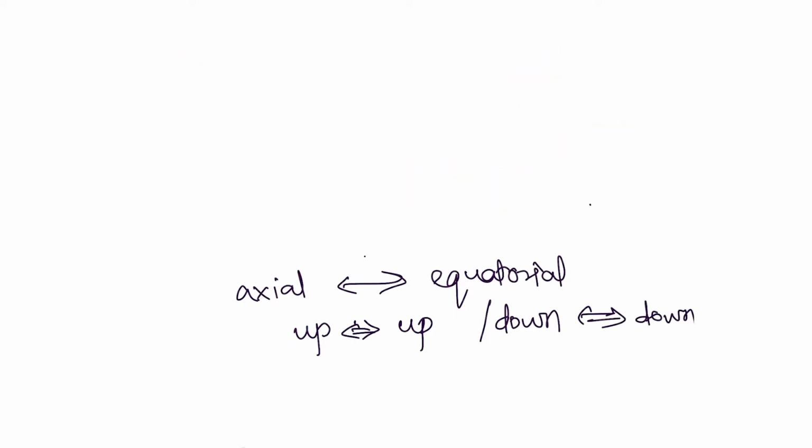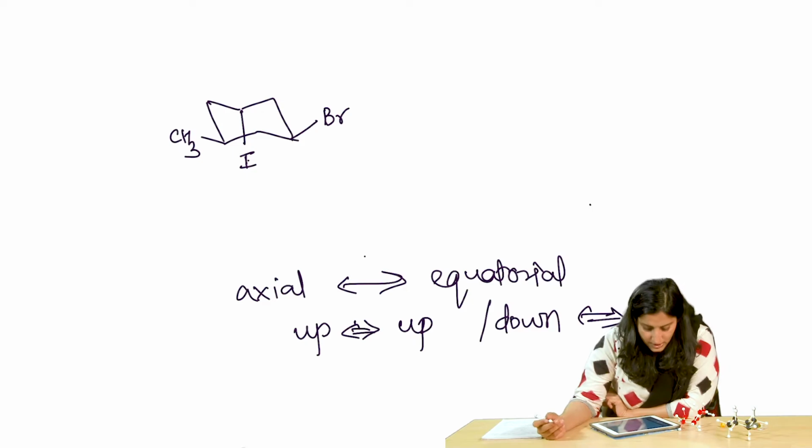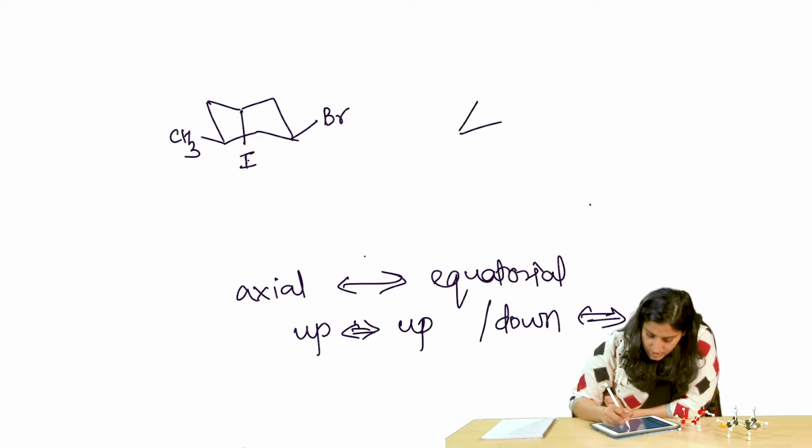So, let us do one more example. I am going to draw a chair. On this chair, I am going to draw the following groups. So, this is the chair that I have, and if I want to draw its chair flip, what I am going to do is first I draw the mirror image of the chair.